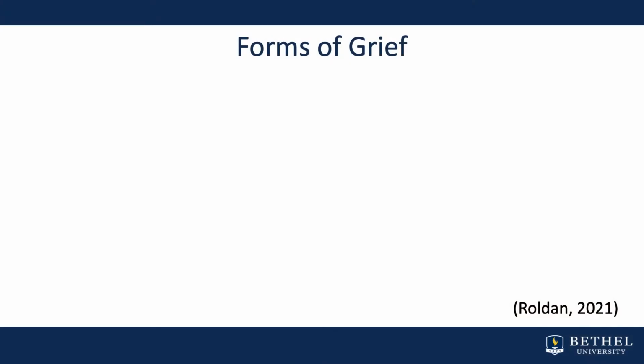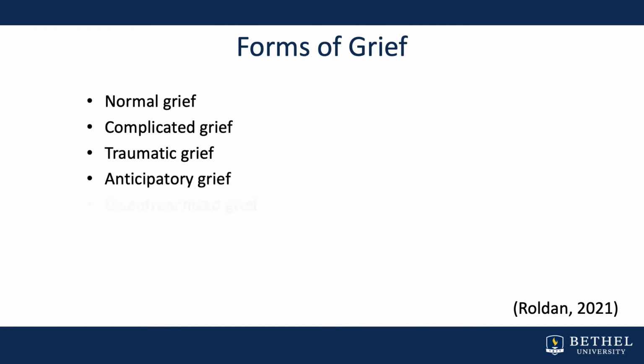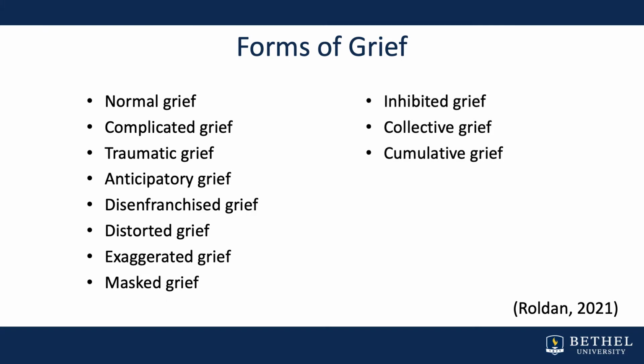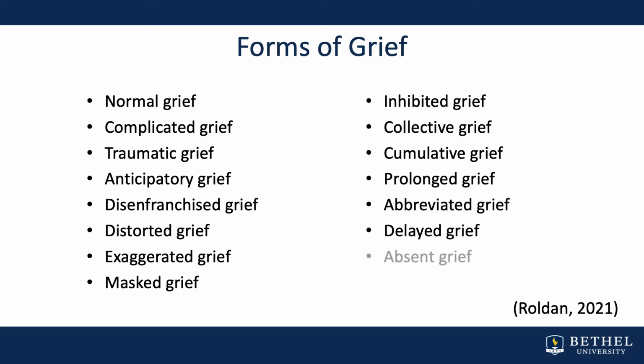There are a variety of forms of grief: normal grief, complicated grief, traumatic grief, anticipatory grief, disenfranchised grief, distorted grief, exaggerated grief, masked grief, inhibited grief, collective grief, cumulative grief, prolonged grief, abbreviated grief, delayed grief, and absent grief. Acute grief is considered normal, uncomplicated grief and is neither linear nor experienced in similar ways. Normally, this is associated with death bereavement, but can occur in response to adverse life events and losses.